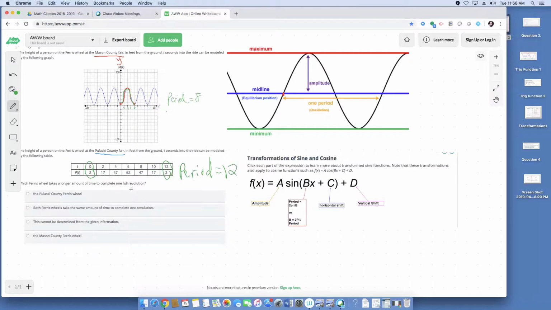Okay. All right, cool. So let's look at what we got here. Which Ferris wheel takes longer? We decided it's this one, right? Because it's 12 versus 8. So this one. Cool.